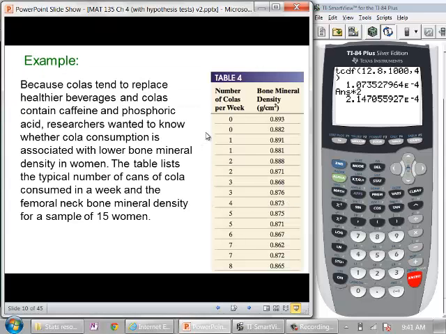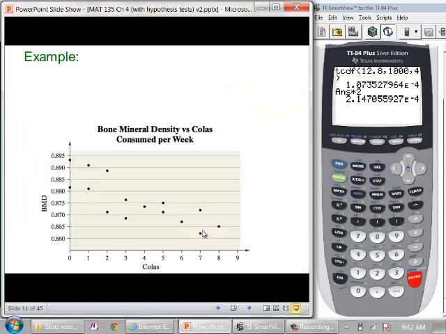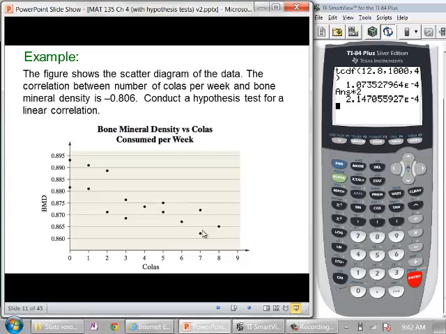Okay, here's another example. This was from a study of women drinking cola and how that affected their bone density. So for 15 women, the number of colas they drank per week was recorded, and then their bone density was also measured. Here's a scatter plot of that data.